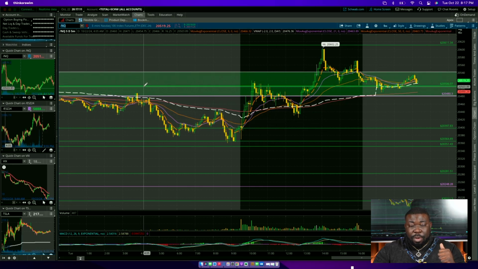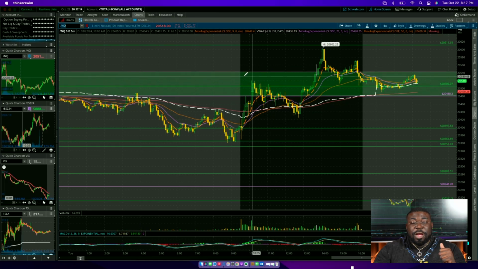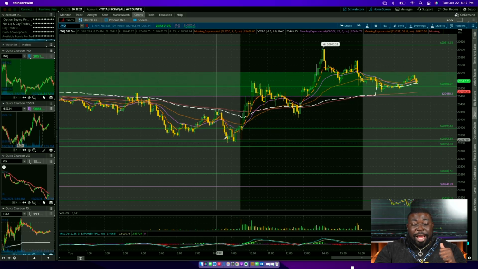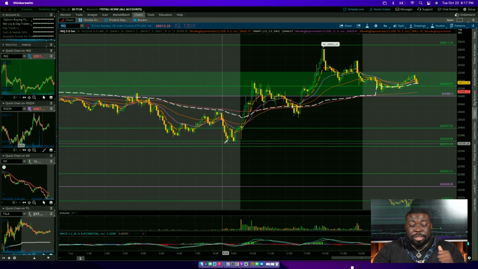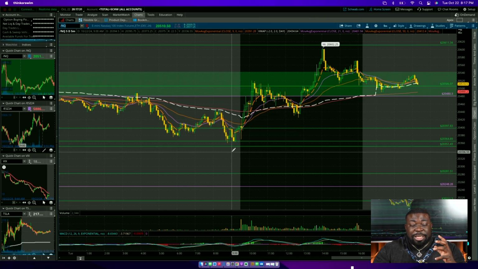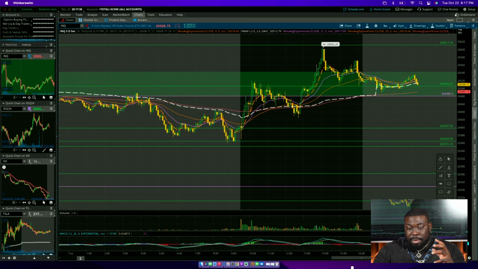I'll give you an example. This green line right here represents a supply zone. It's an area of interest. This green line right here represents an area of interest where the market can bounce. When the market came down into here, one of the things that I tell you guys is a bullish engulfing candle. Here it is right here. Here's your bullish engulfing candle right here. That's your bullish engulfing candle.